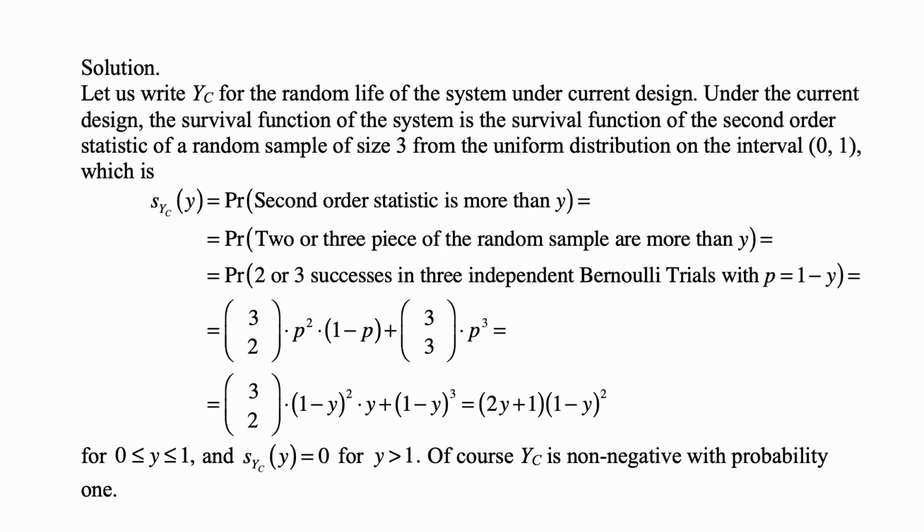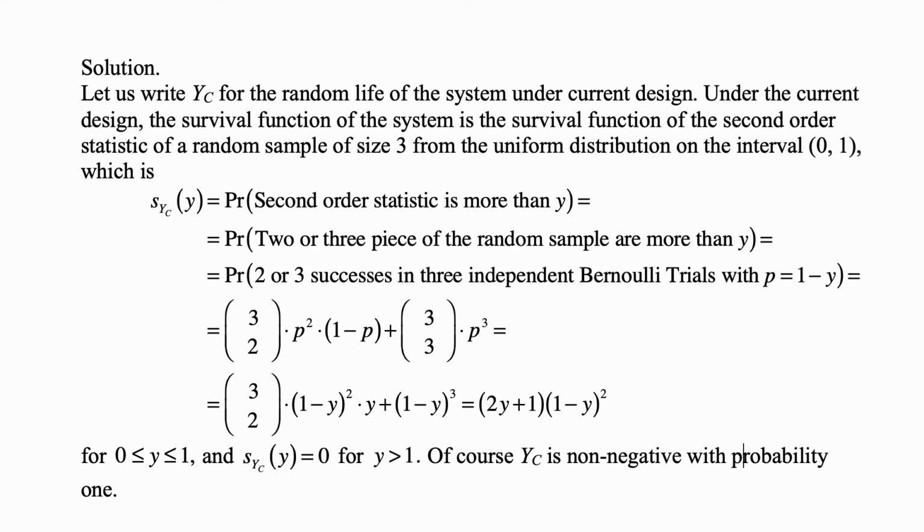And that's 3 choose 2 times p squared times 1 minus p plus 3 choose 3 times p cubed. That's just a basic binomial distribution formula for 2 successes and for 3 successes. And that's 3 choose 2 times 1 minus y squared times y plus 1 minus y cubed. And after we multiply it out and calculate, this becomes 2y plus 1 times 1 minus y squared for y between 0 and 1, and S sub Y_C of y is 0 for y more than 1.